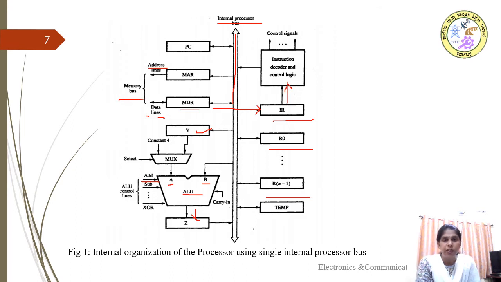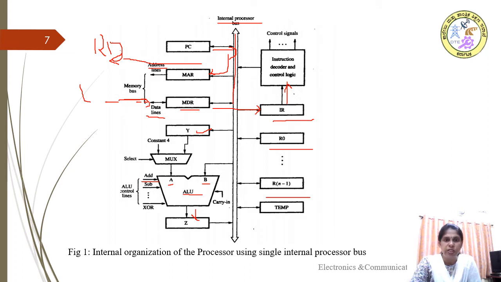So let me consider how it will operate. For one of the instructions stored in the memory, first the address of that instruction will be available in the program counter. The program counter passes that address to the internal processor bus. From there, it is loaded into the MAR. From the MAR, it is sent to the memory through the memory bus, and simultaneously, the read signal is activated. During that time, memory will come to know that the processor wants the data. Whatever data is in that particular memory location will be fetched and sent to the MDR register through the data lines.